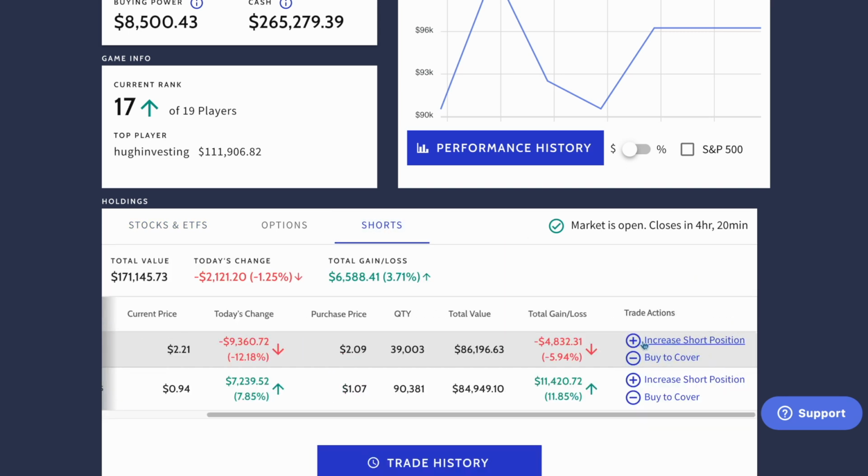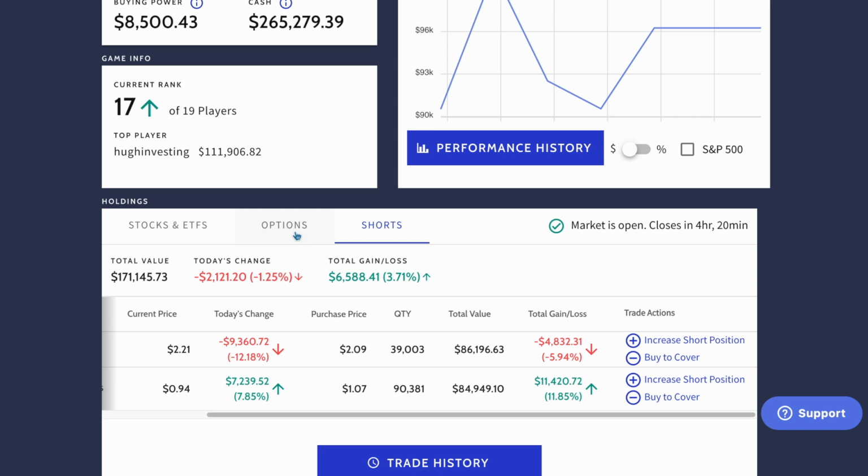The one on the top with the plus symbol is an option for you to add more, and the one on the bottom with the minus symbol is an option for you to give up on stocks and take the current profit or loss. We will cover options later, so let's move on to shorting.